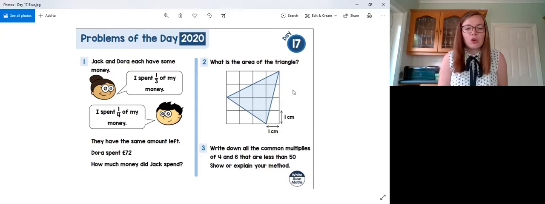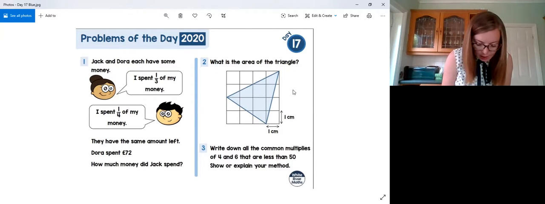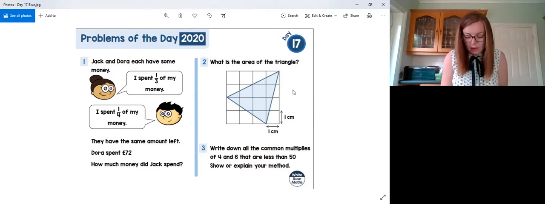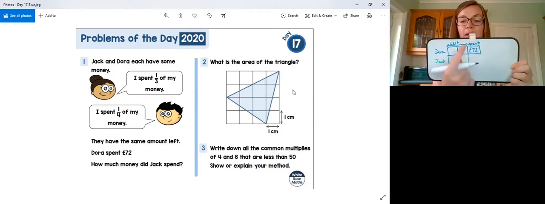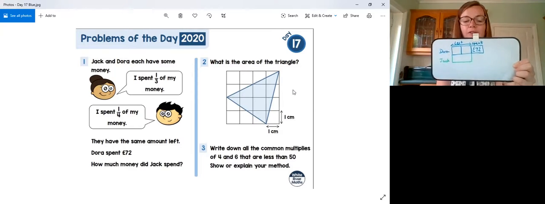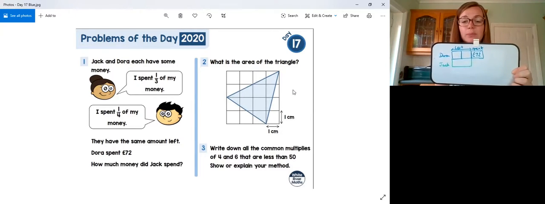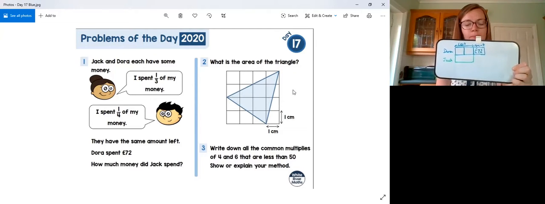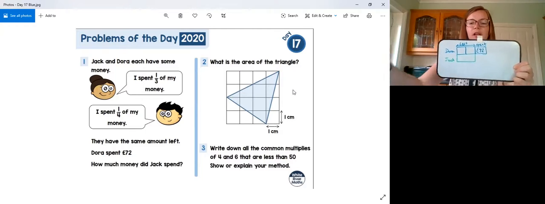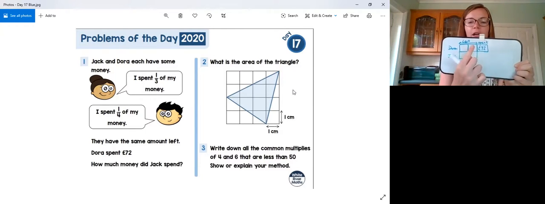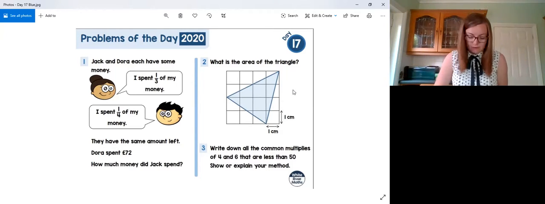Okay, before I work out anything else on hers, I'm going to draw out Jack's bar. So again, we are told that Jack has the same amount left. So he must have a bar at least this big because he has the same amount left. Now we're told that he spent 1/4. So if he spent 1/4, how many quarters does he have left? Let's think about Dora. She spent 1/3 and had 2/3 left. Jack spent 1/4, so he has 3/4 left. So we're going to split that bit into 3 and then put the other quarter on there.